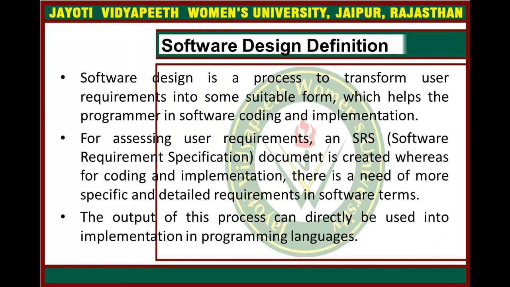Software design is a process to transform user requirements into some suitable form which helps the programmer in software coding and implementation. For accessing user requirements, an SRS, that is software requirement specification, document is created. For coding and implementation, there is a need of more specific and detailed requirements in software terms. So the output of this process can directly be used in implementation in programming languages.